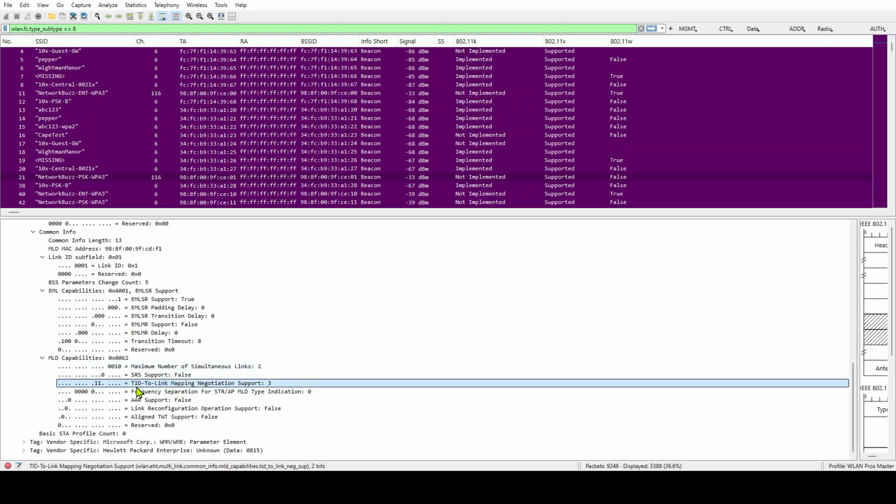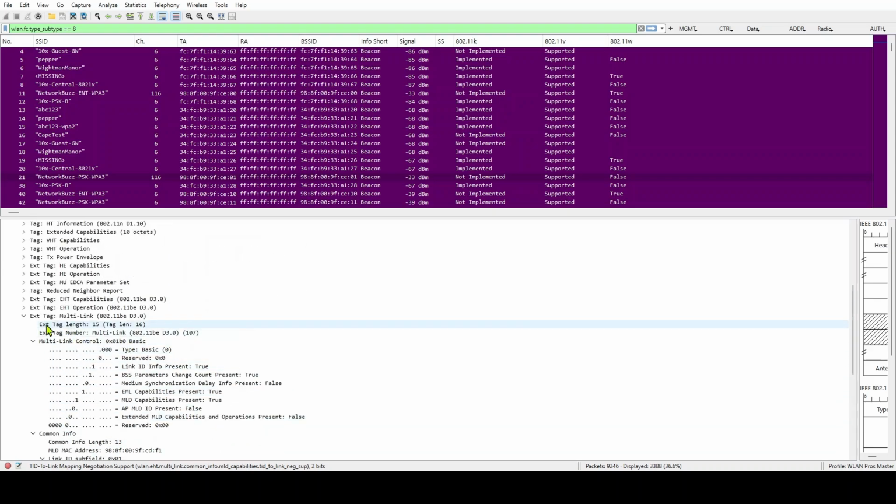This TID here is basically how we can do QoS, or how we can steer frames or packets across the 3 different links. When it's set to 3, that means any of the 3 links can be used for a TID mapping. A TID is mapped to a certain type of traffic. Maybe in a future video we'll get into that a little bit more, but that's what we're representing there. So that's about it for the multi-link element in the beacon frame.